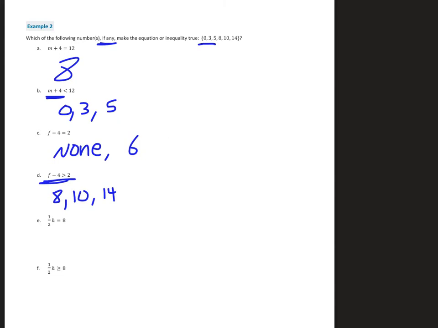For E, it looks like we don't have anything here because 1/2 of 16 is 8, and 16 is not an option. So I'm going to say that there are none, and then for fun, I'm going to write 16. But to be greater than or equal to 8, again, we'd have to have 16 or something bigger, so still none. But I could say if H is greater than or equal to 16, it would be true.